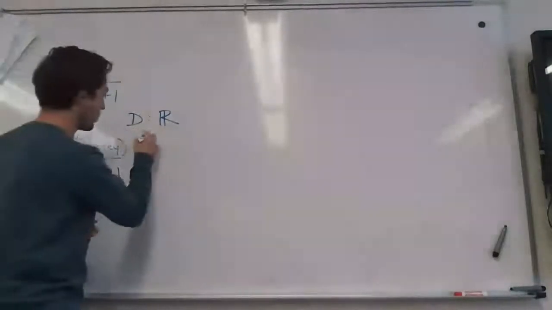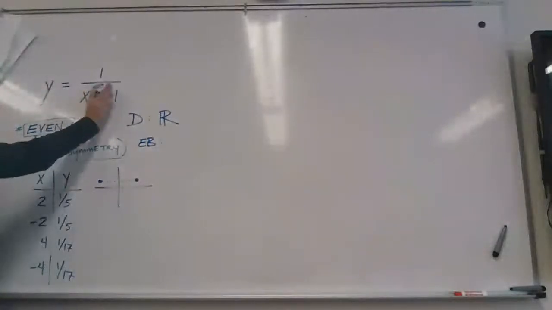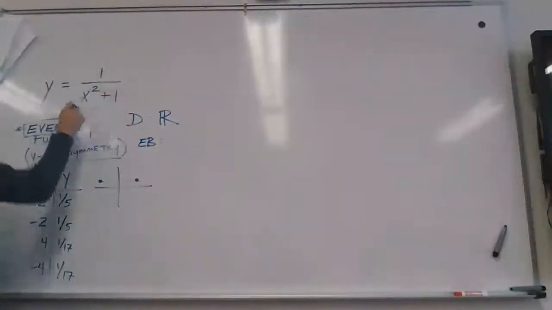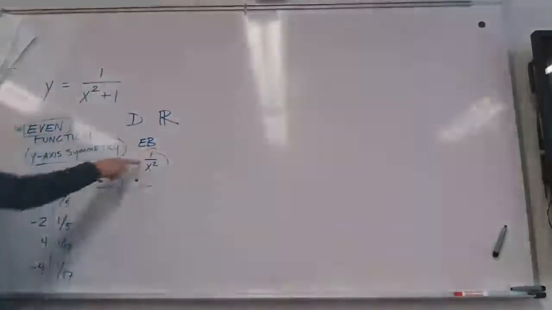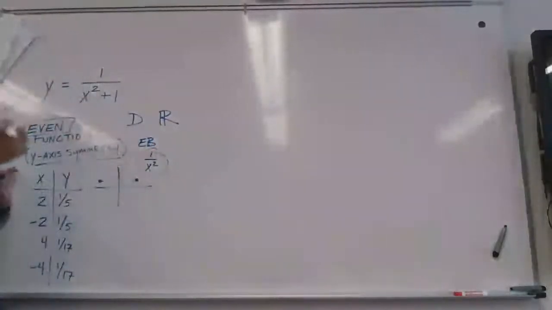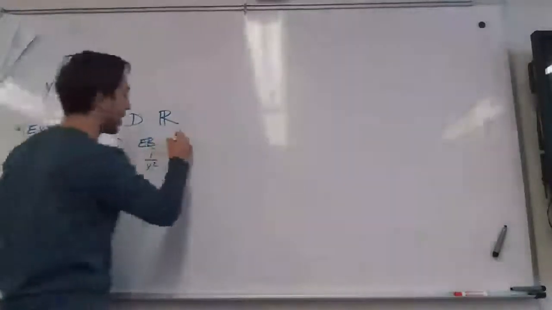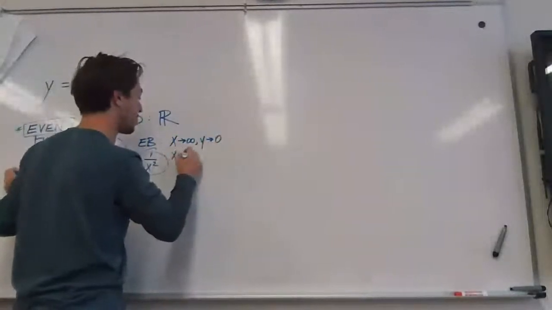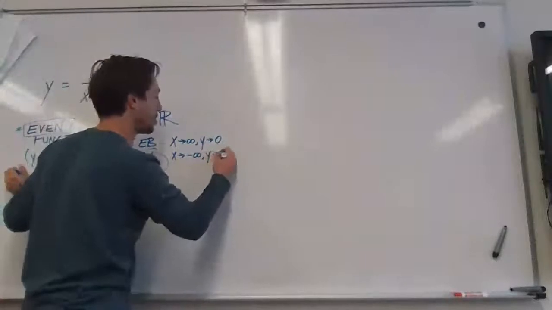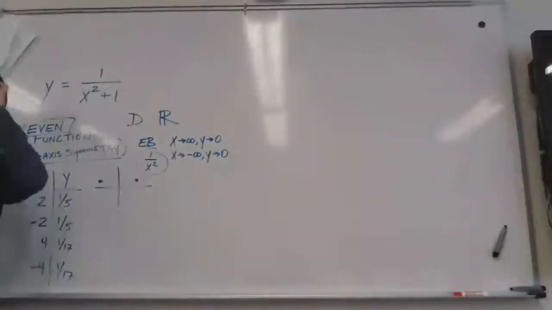How about end behavior? What type of end behavior does this have? If you said it's going to 0, you're correct. So the end behavior is similar to that parent function. And so as x approaches infinity, y approaches 0. As x approaches -infinity, y approaches 0. Are we still okay? No questions? Okay.